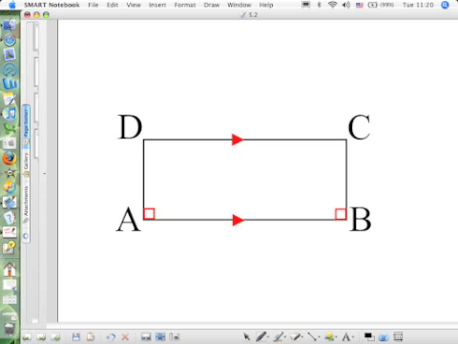They're supplementary, aren't they? Which means that these angles also have to be 90 degrees. Now, are both pairs of opposite angles congruent to each other? Yes, they are. So that is a parallelogram. So you could have done that on the other ones.